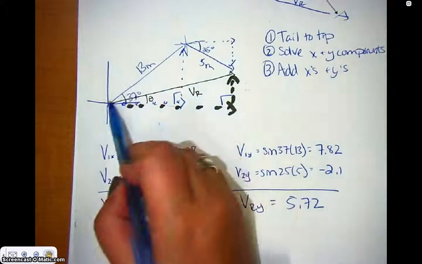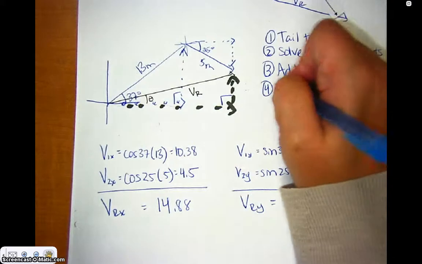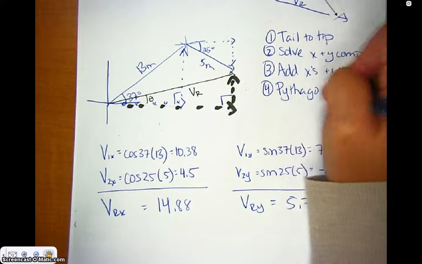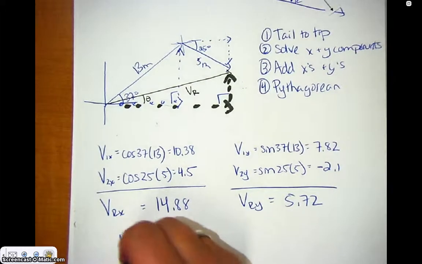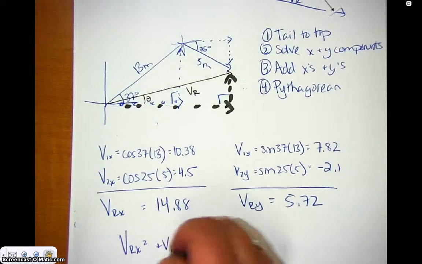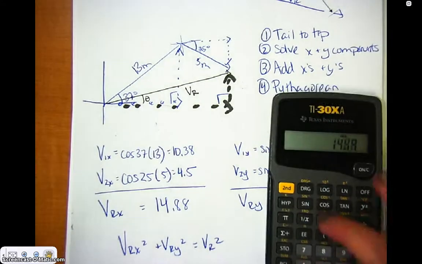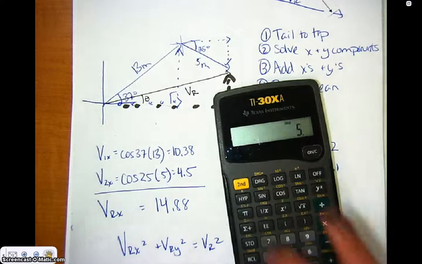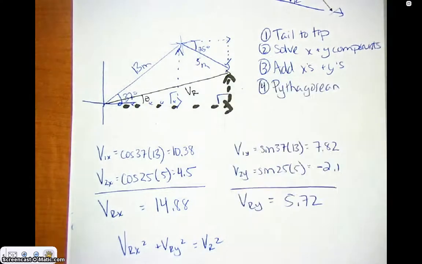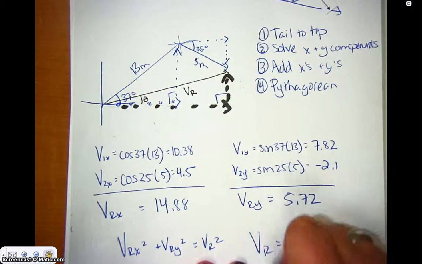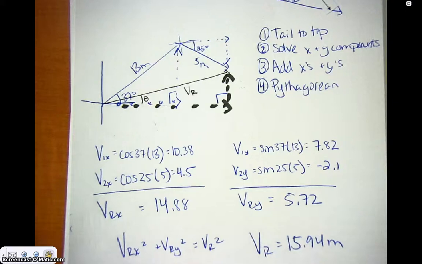So then in order to find this length right here, the next thing I'm going to do is use Pythagorean theorem. So vector rx squared plus vector ry squared would give me my resultant squared. So 14.88 squared plus 5.72 squared, and then take the square root of that, and I get 15.94. So my vector resultant is 15.94 meters. And I'm not done yet.